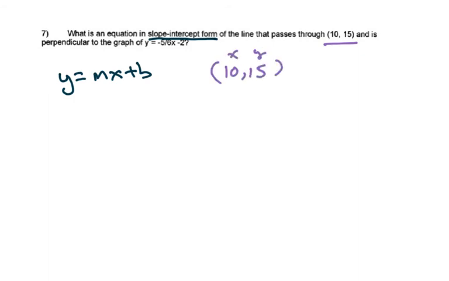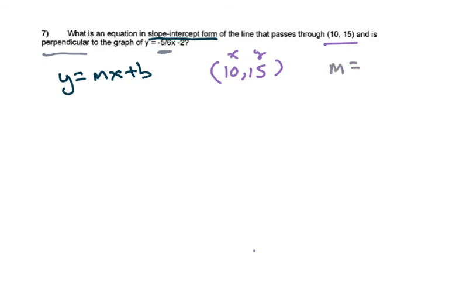Okay. Number 7, what is the equation in slope-intercept form of a line that passes through (10, 15), perpendicular to the graph of y equals negative 5/6x minus 2? Okay, so exactly like before, it's slope-intercept form, which we hopefully know is y equals mx plus b. It passes through (10, 15), which is x and y. And, now this is the interesting part, is perpendicular to y equals negative 5/6x minus 2.